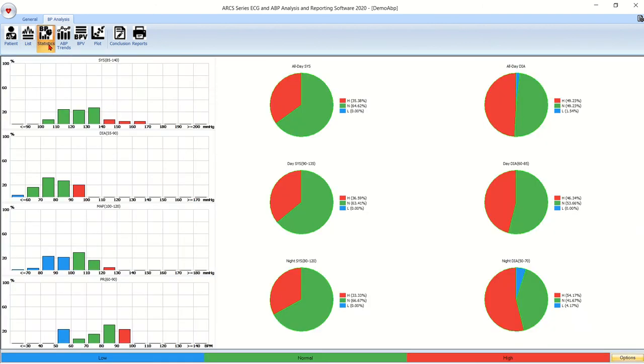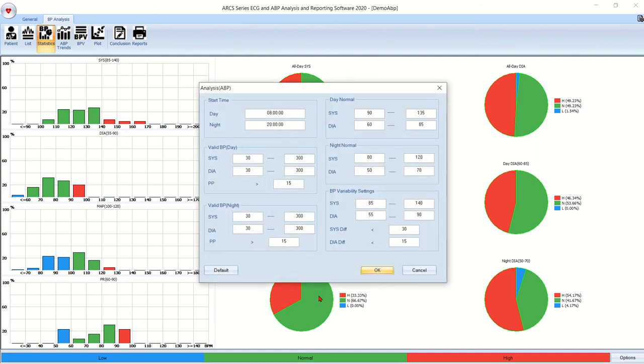In the statistics function, it's a representation of every reading in both bar and pie chart graphic presentation, with green being within the good range, blue being a low reading, and red being a high reading. This is established based on the options bar that you see at the lower right hand side that I'm going to click on now. And this will look familiar from our system setup at the beginning.